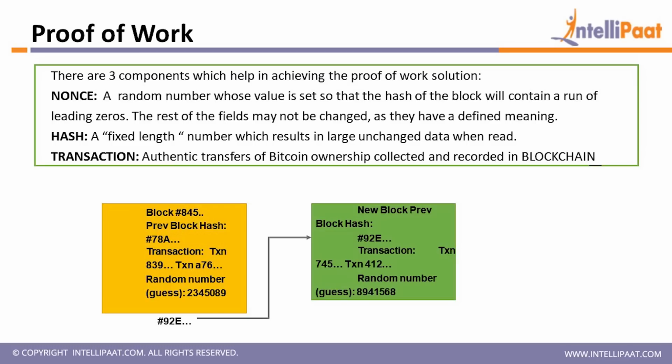So the string was given as "hello" in our example, and we kept calculating the value for which the given criteria is met. The second important thing is the hash, a fixed length number which results from data of any size. That was the value of the nonce plus the string that we calculated a hash upon to find the result. Third is the transaction, an authentic transfer of Bitcoin ownership collected and recorded in the blockchain. So this is how proof of work helps creation of new blocks by deciding the winner out of the multiple validator nodes.